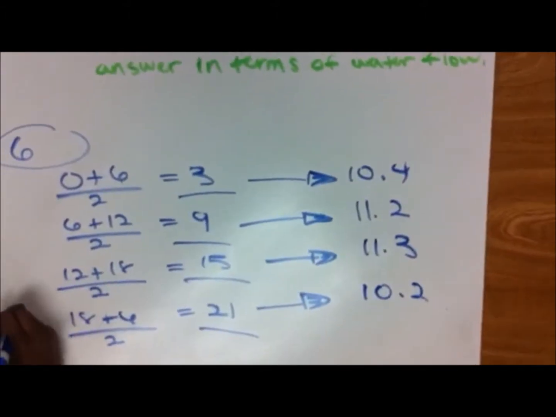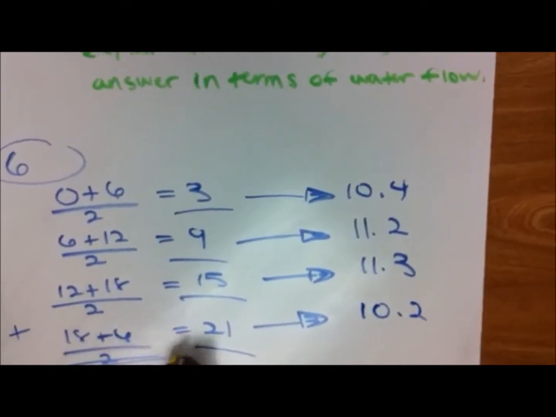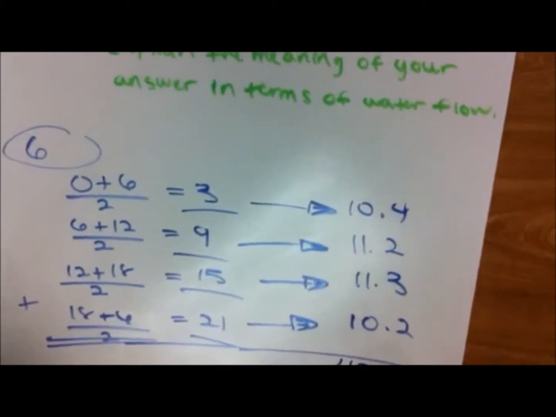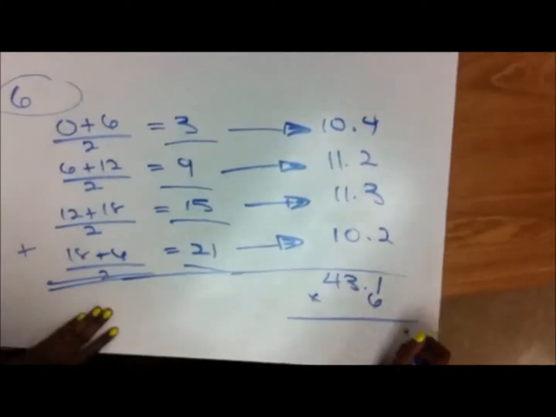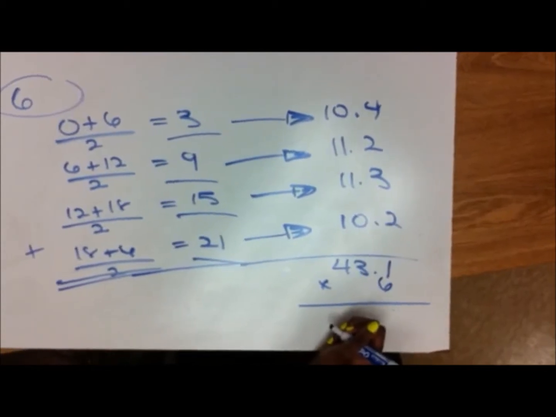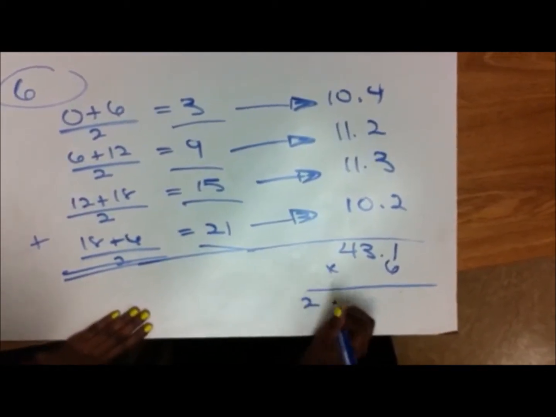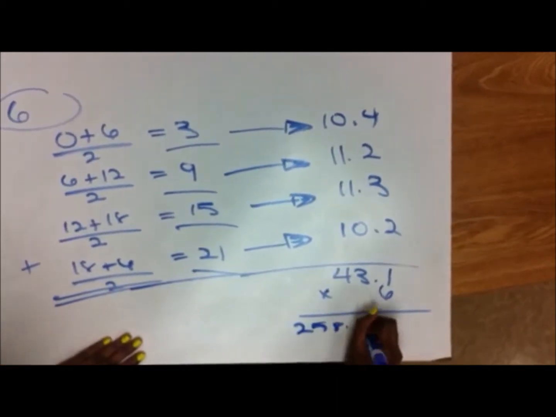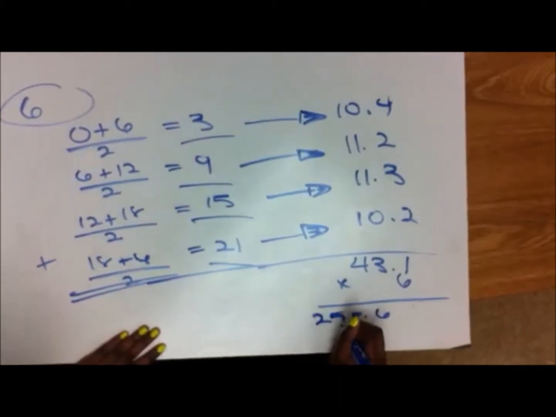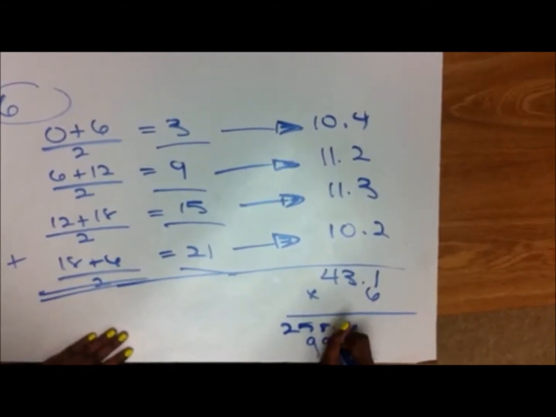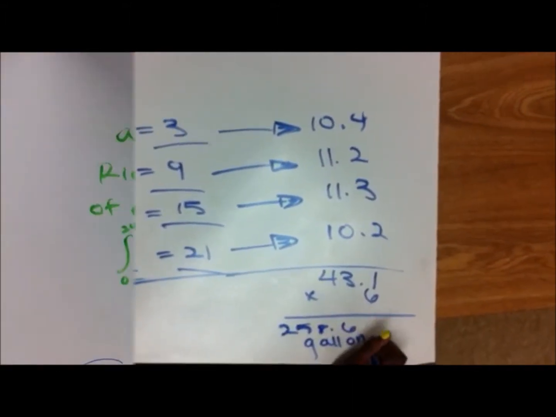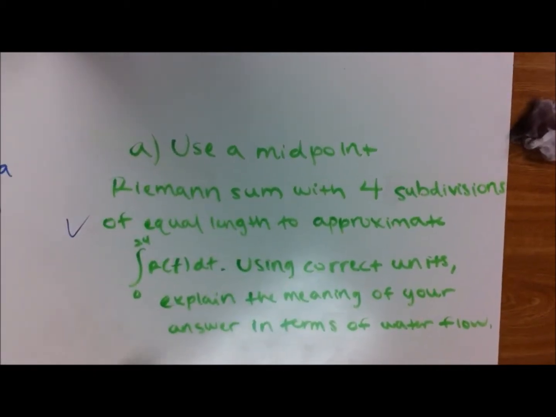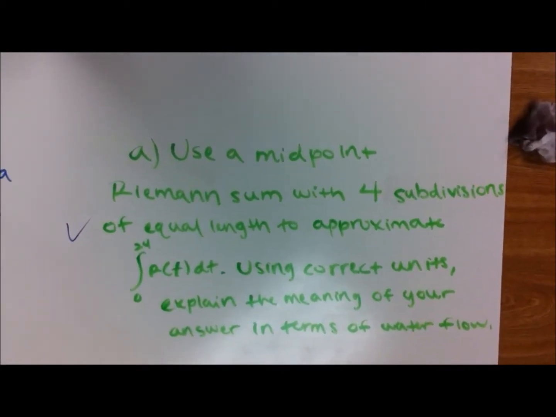So what you'll do is add up all these numbers together, and multiply by delta x. And 43.1 times 6 will give you 258.6, and your units will be gallons. So far we've answered the first question, where you have to approximate the gallons.